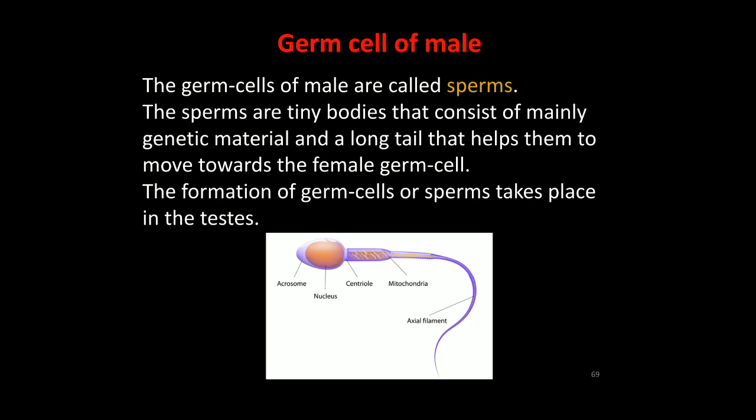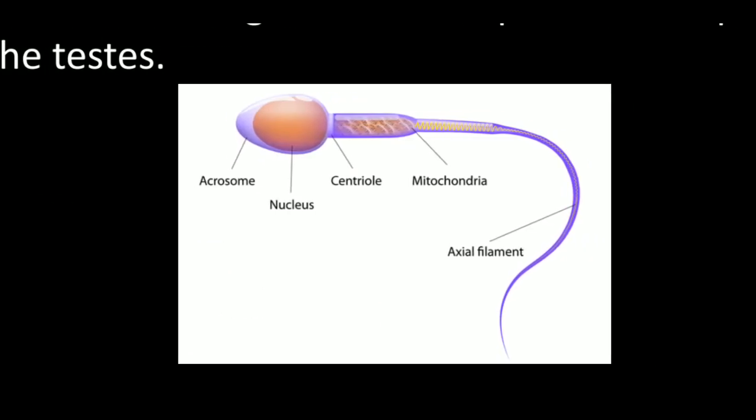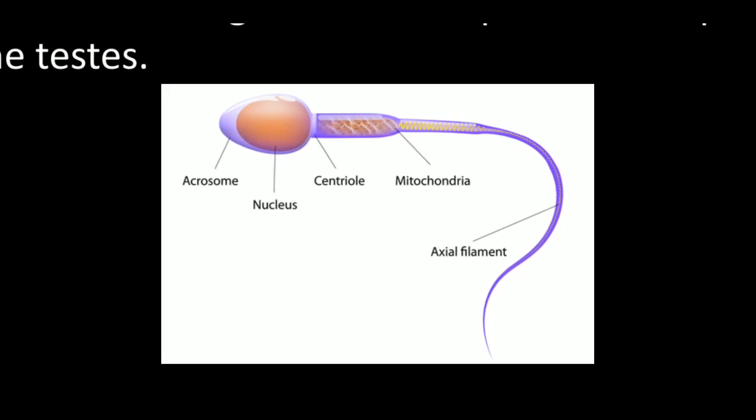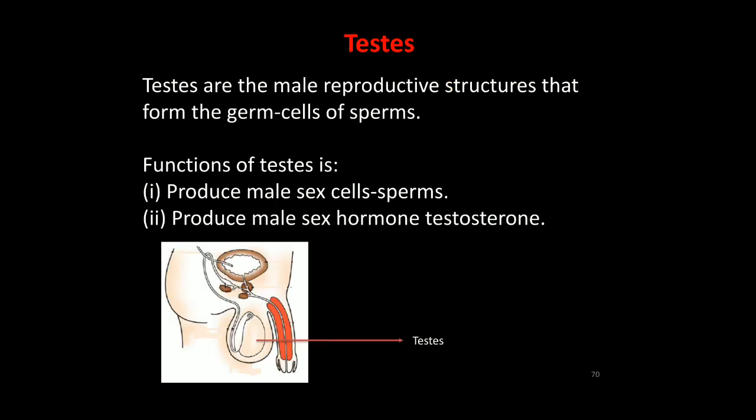The sperms are tiny bodies that consist of mainly genetic material and a long tail that helps them to move towards the female germ cell. The formation of germ cells or sperms takes place in testes. You can see the germ cell, how it is the body structure, nucleus, and it has a tail which helps in the movement.